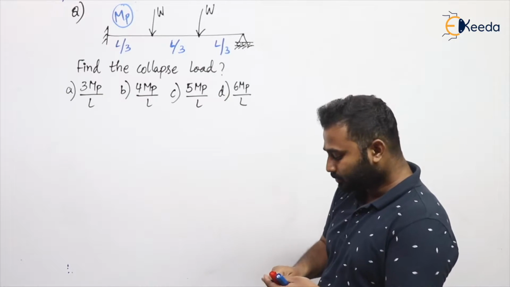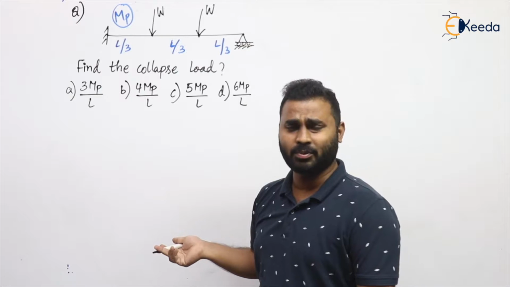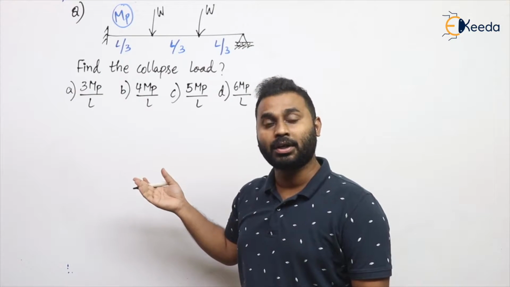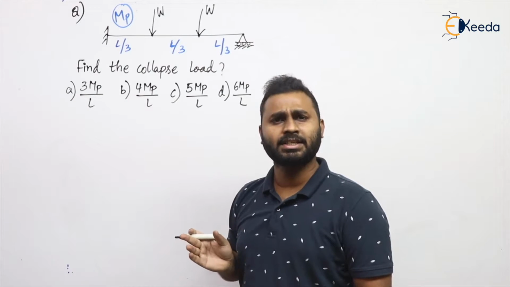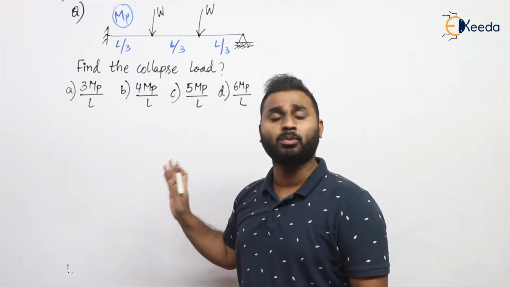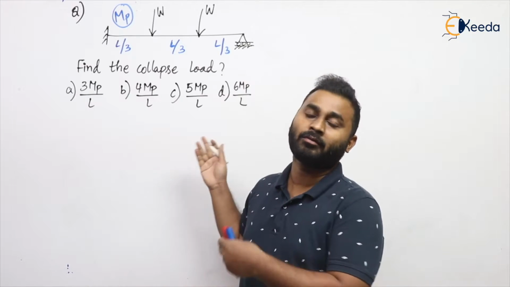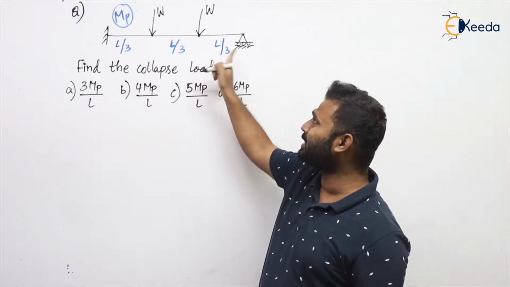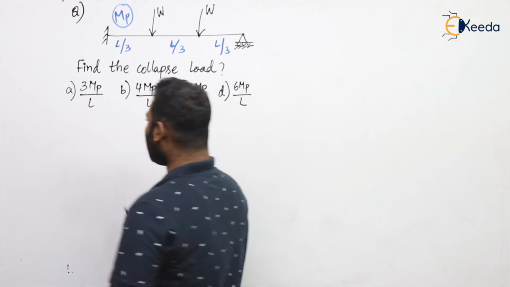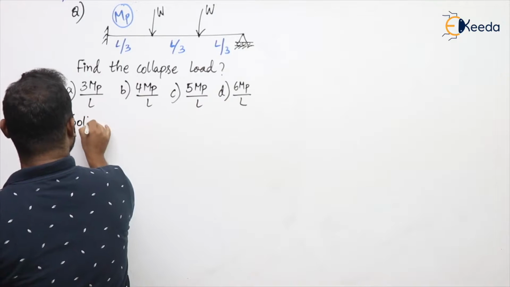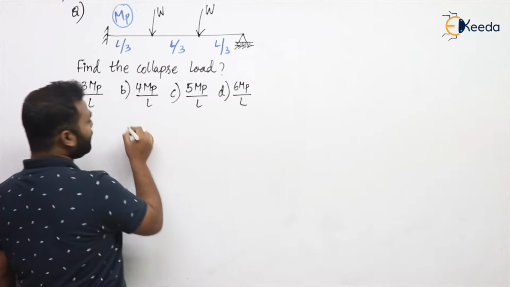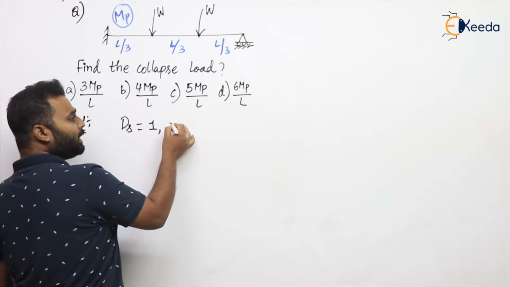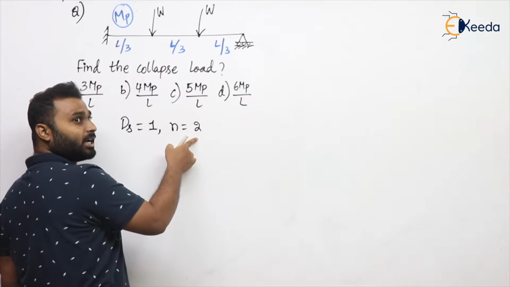Now how to find the collapse load? The same regular procedure: finding out the Ds, then finding out the number of plastic hinges required, then locating the possible locations of those plastic hinges, and then going for the possibilities if they exist. Here the given beam is a propped cantilever beam. As we know, the static indeterminacy Ds for a propped cantilever beam is 1. Then the number of plastic hinges required for the formation of a mechanism is 2.